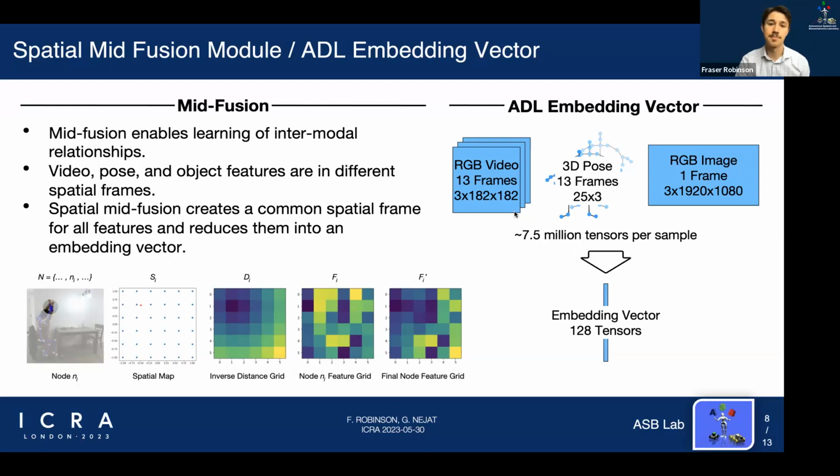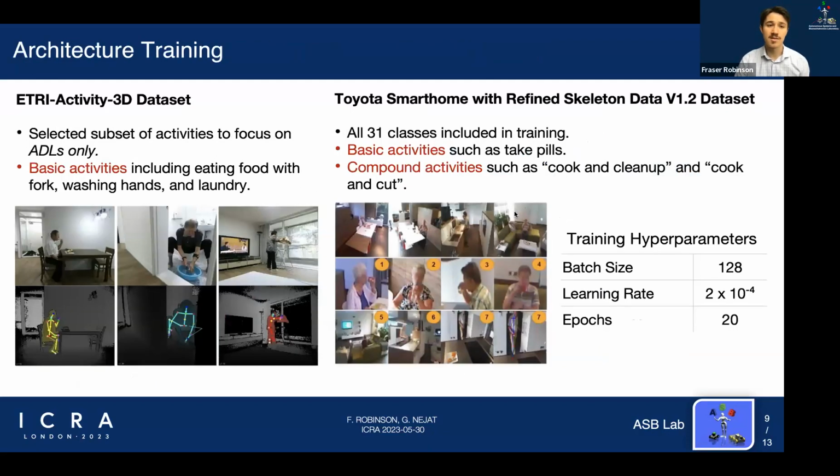For training and testing, we use both the ICRA Activity 3D dataset and the Toyota Smart Home dataset with refined skeleton data. For the ICRA Activity dataset, we selected only 11 ADLs from the list of 55, and this includes basic activities including eating food with a fork, washing hands, and laundry. Toyota Smart Home, on the other hand, includes both basic activities such as take pills and compound activities such as cook and clean up and cook and cut. Hyperparameters can be seen on the right-hand side for training.